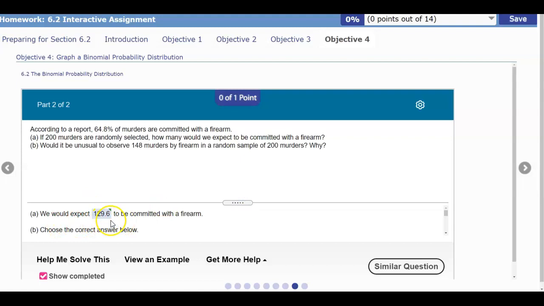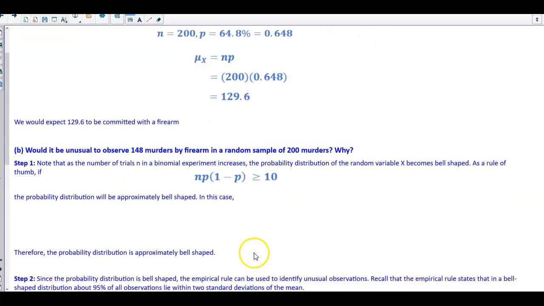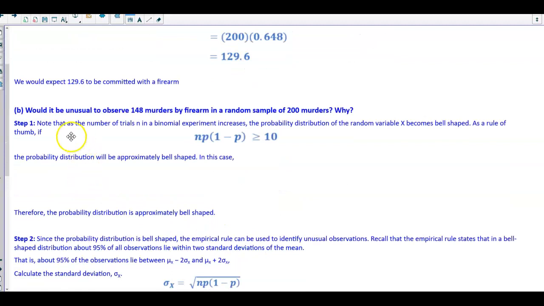So again, 129.6. Okay, now the next question says, would it be unusual to observe 148 murders by firearm in a random sample of 200 murders, and why? Well, first and foremost, before we move any further, step one, note that as the number of trials n in a binomial experiment increases, the probability distribution of the random variable x becomes bell-shaped. So as a rule of thumb, we need to check that when you take n times p times 1 minus p, it must be greater than or equal to 10.